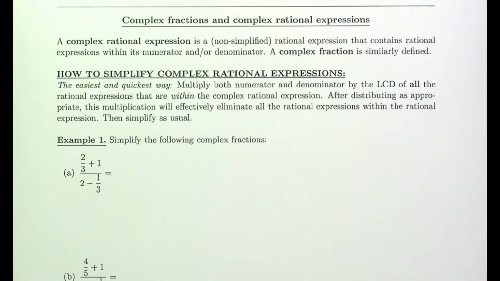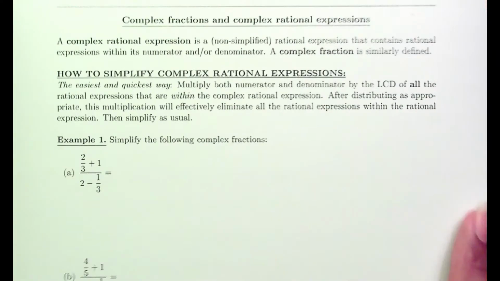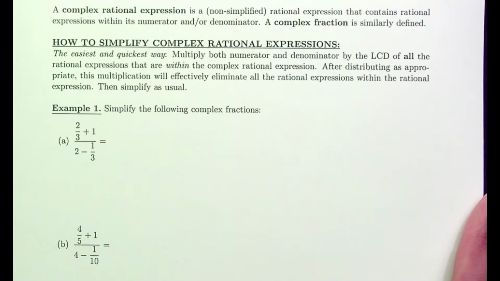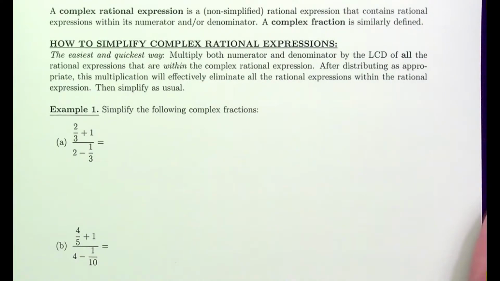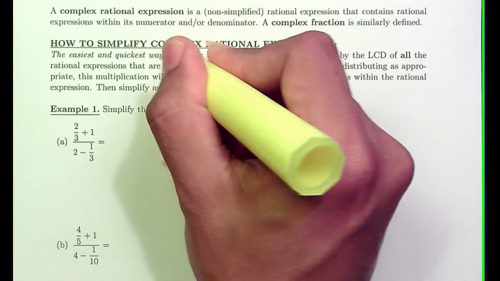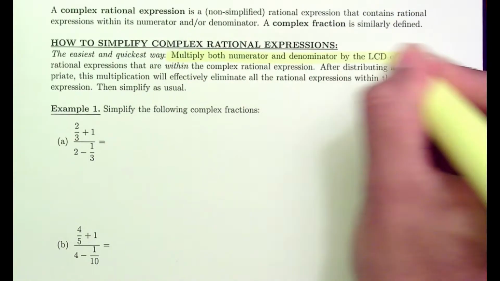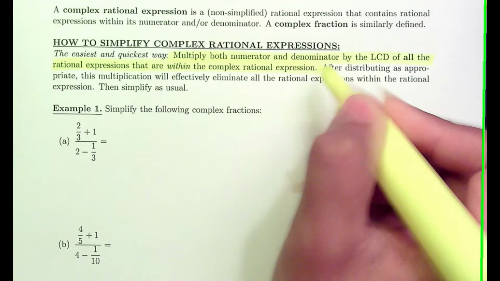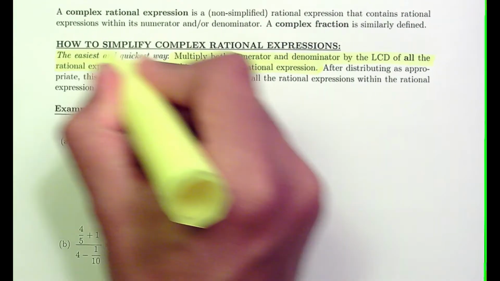All right, so how do you simplify this? It turns out that simplifying complex rational expressions is not really hard actually, and there's a quick and easy way of doing this. And it is: multiply both numerator and denominator by the LCD, the least common denominator of all the rational expressions within the complex rational expression.